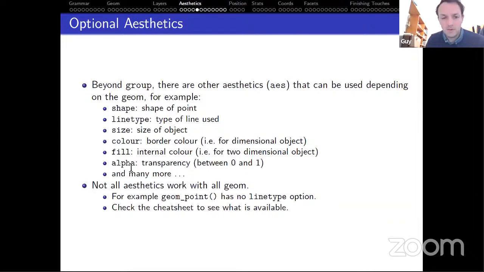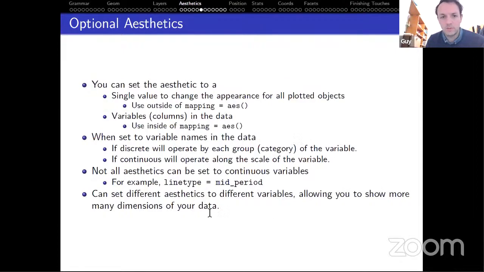And then the alpha, I like to use a lot. It's a value between 0 and 1, which tells you how transparent the point is. And there are other aesthetics as well, but these are the most common types, I would say. Again, they're all on the cheat sheet for each geom. Not all the aesthetics are going to work with every geom. For example, geom point has no line type option, right? Because you're plotting a point, so how could you control a line type? So on the cheat sheet, we can see what's available.